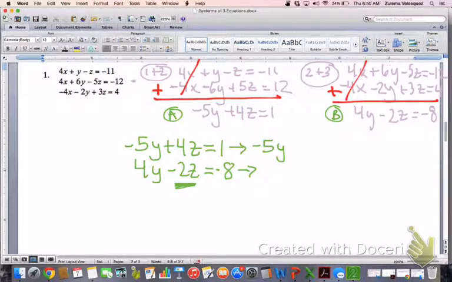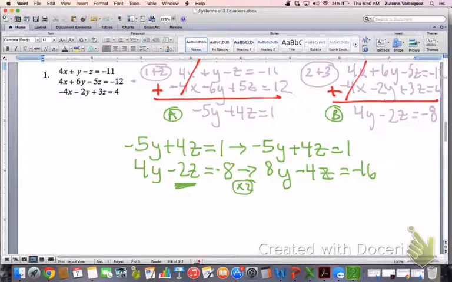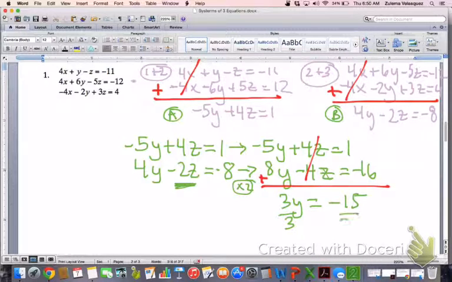So I'm going to multiply by 2 plus 4z equals 1. We're going to get 8y minus 4z equals negative 16. And I'm going to solve this system like I've solved many other ones before. These cancel. I get 3y equals negative 15. And you divide by 3, and you get y equal to negative 5.